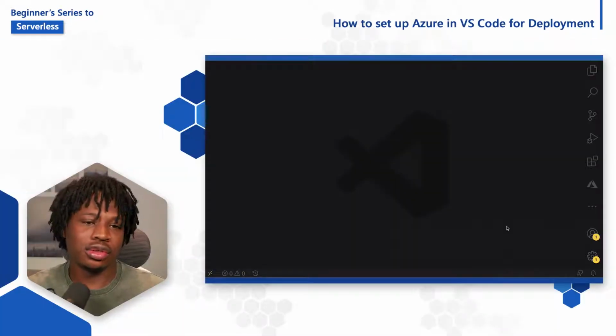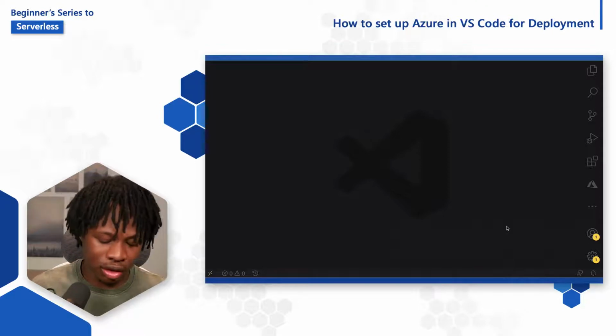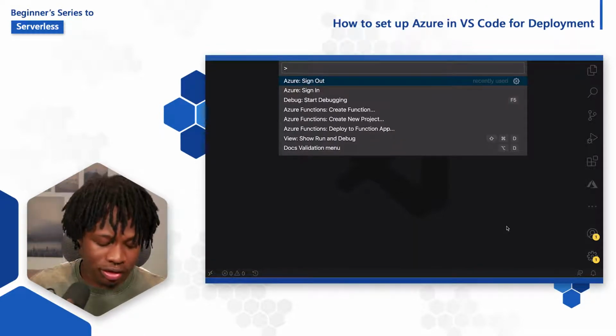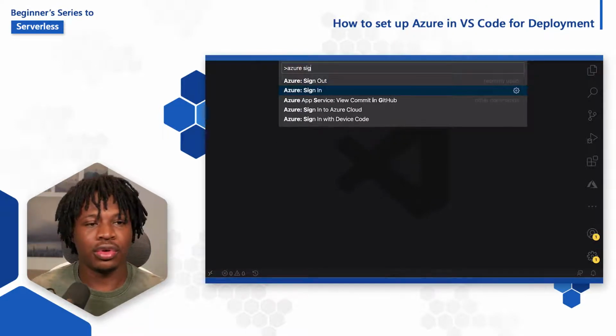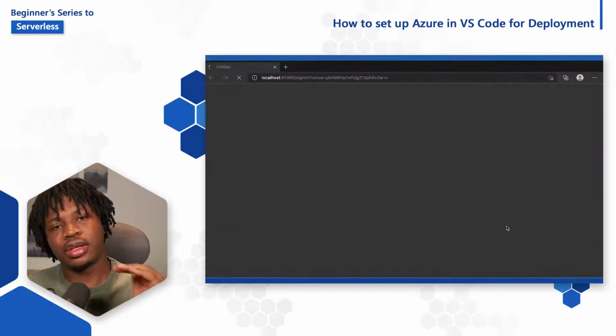In this video, I'm going to show you how to set up Azure in Visual Studio Code for deployment. The first thing you want to do is to sign into your Azure account through Visual Studio Code. To do that, either hit the F1 key or Command-Shift-P to open the command palette, and then search for Azure Sign In.